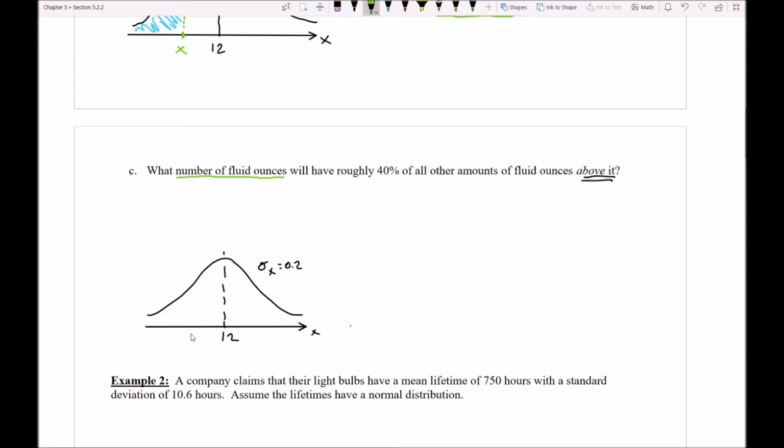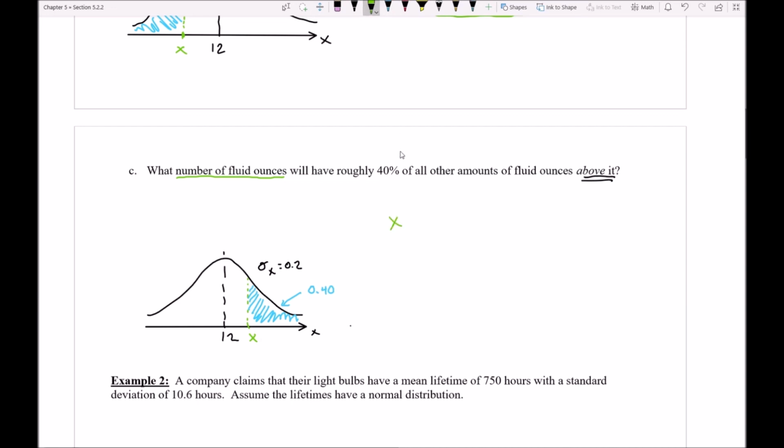So can I put my x on the left side of 12? Well, if my x was over here on the left side somewhere, then when I shade above it, I would definitely get way more than half of the shaded area, or half of the total area under the curve. And I don't want that. I only want 40%. So maybe my x value is going to be right here. That way, when I shade above it, the amount of space that's here is 40%, or 0.40.